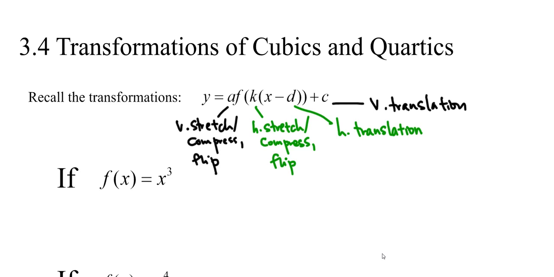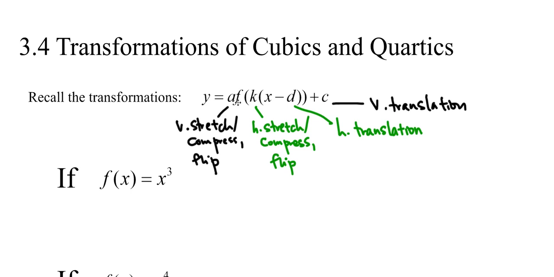So you will recall that the transformations are y equals af of k(x minus d) plus c. a is the vertical stretch, compression, and flip. k is the horizontal stretch, compression, and flip. d is the horizontal translation, right and left. And c is the vertical translation, up and down.